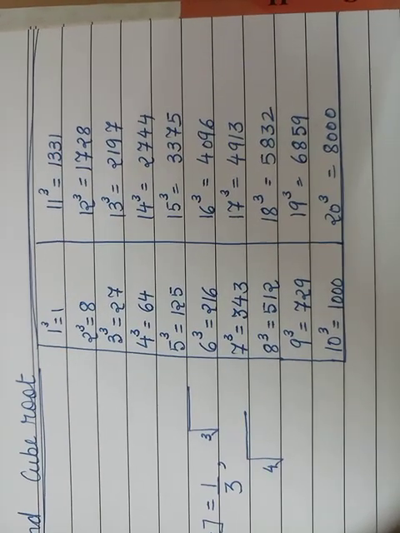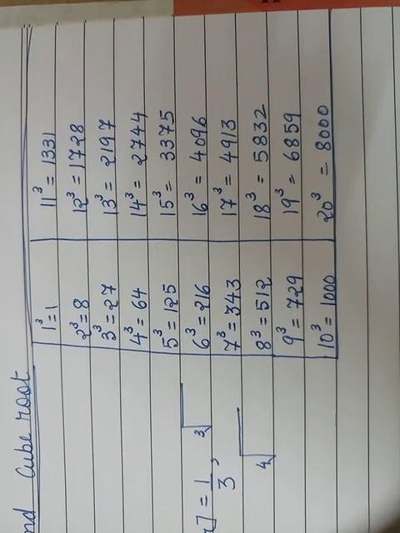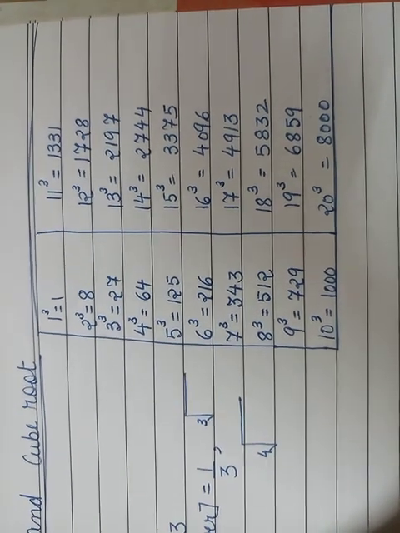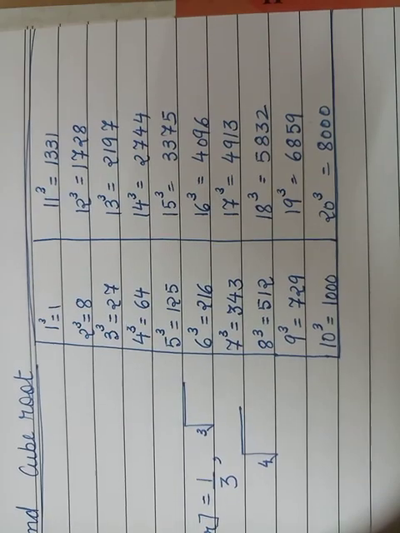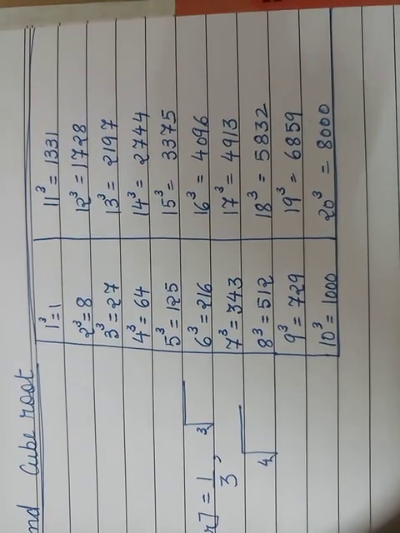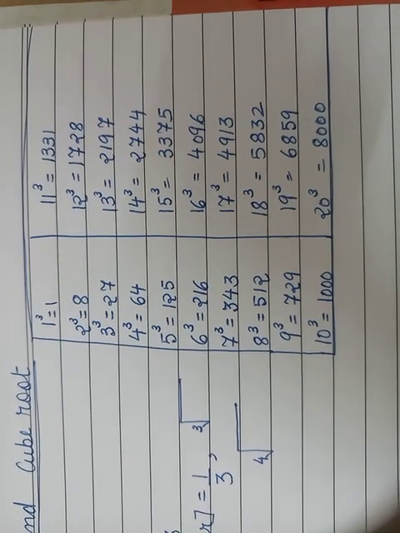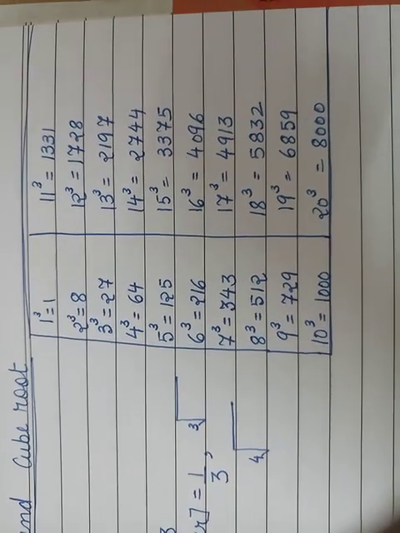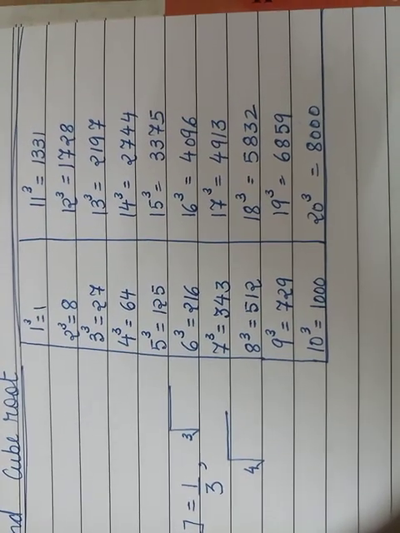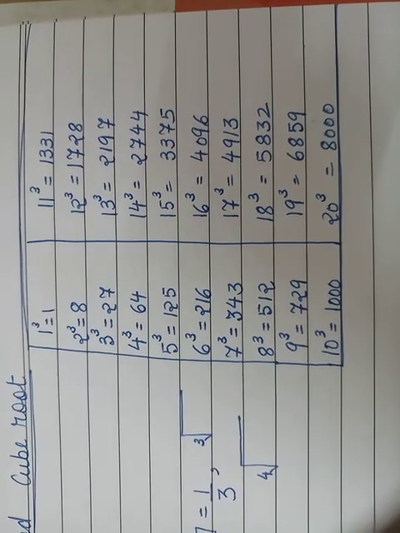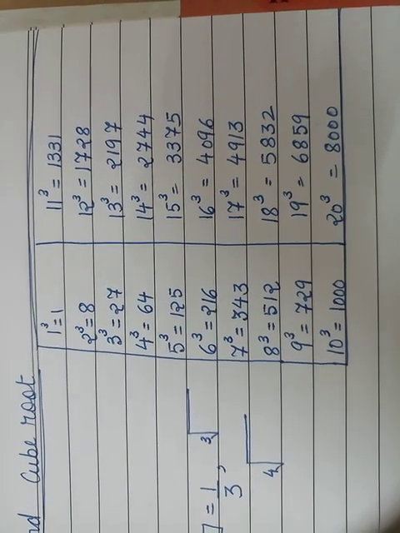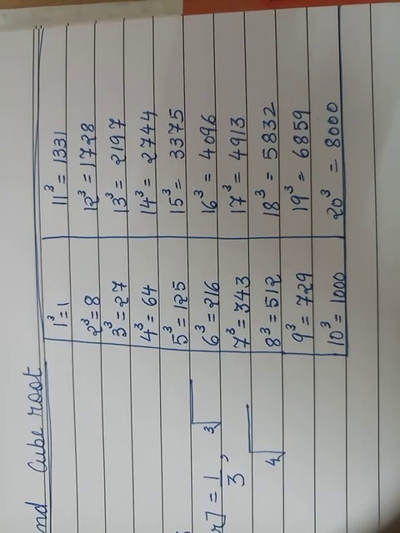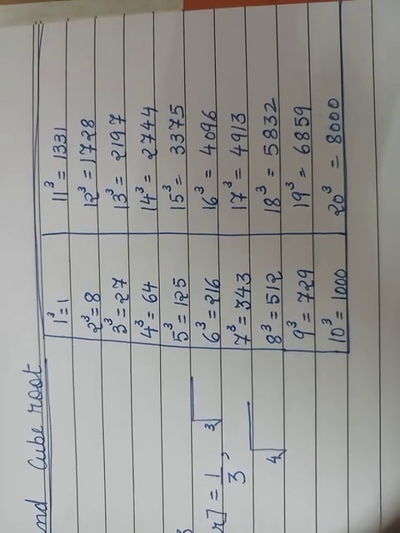1 cube is 1, 2 cube is 8, 3 cube is 27, 4 cube is 64, 5 cube is 125, 6 cube, that means 6 into 6 into 6, 6 into 6, 36, 36 into 6 will give you 216. 7 cube is 343. 8 cube is 512. 9 cube is 729. 10 cube is 10 into 10 into 10, that gives you 1000.